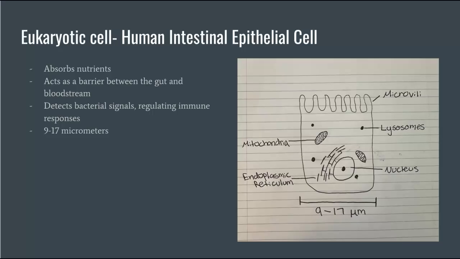Unlike prokaryotic cells, eukaryotic cells have a nucleus and they have membrane-bound organelles. This cell is very important for absorbing nutrients and acting as a barrier between the gut and bloodstream. They also detect bacterial signals using immune receptors like TLRs, which help regulate immune responses.